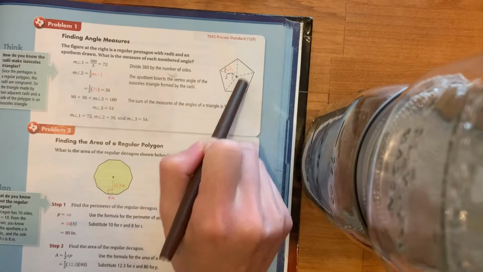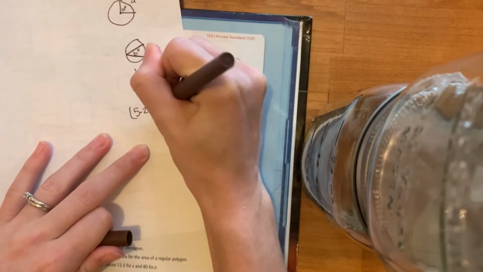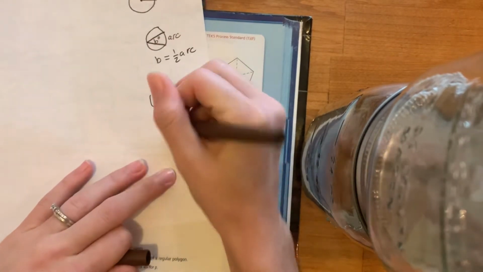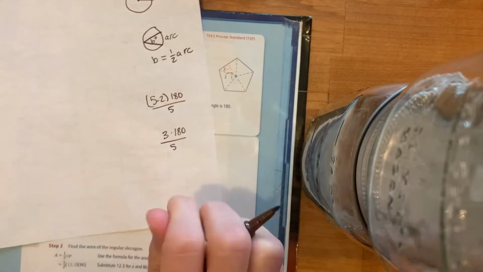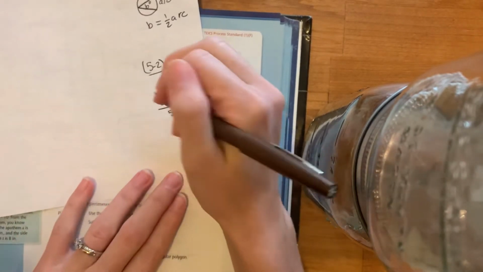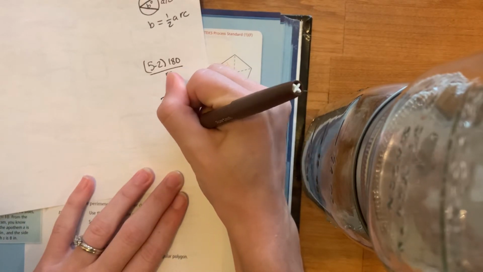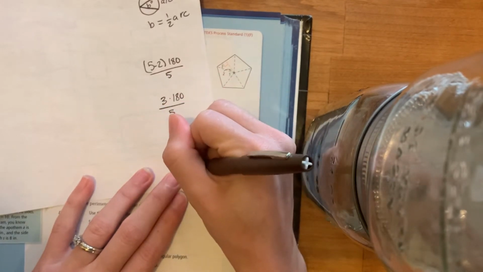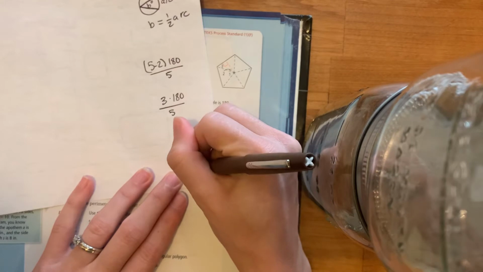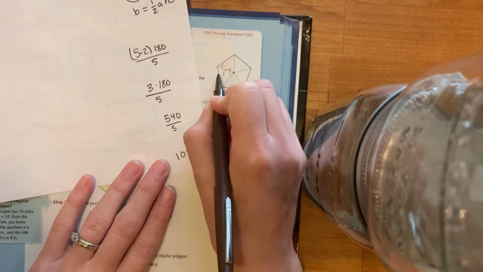But also in this sense, just to show you a different way than how the book does it, using our formula for our pentagon, we could do 5 minus 2 times 180, right? To find what each angle is, and divide by 5. So 3 times 180 and then divided by 5. So we'd get 540 divided by 5, so it'd be 108. So each angle would be 108 in here, right?